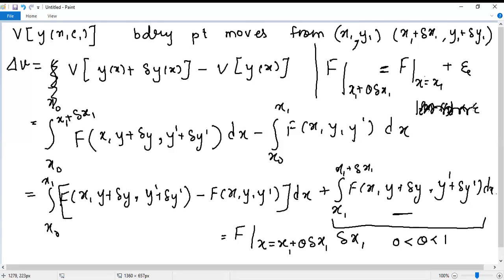And by using that, at this point this capital F can be written as f at x equal to x1 plus some epsilon quantity, where this epsilon will be very small and goes to 0 as delta x1 goes to 0 and delta y1 goes to 0. Because as delta x1 and delta y1 go to 0, what will this point get reduced to?